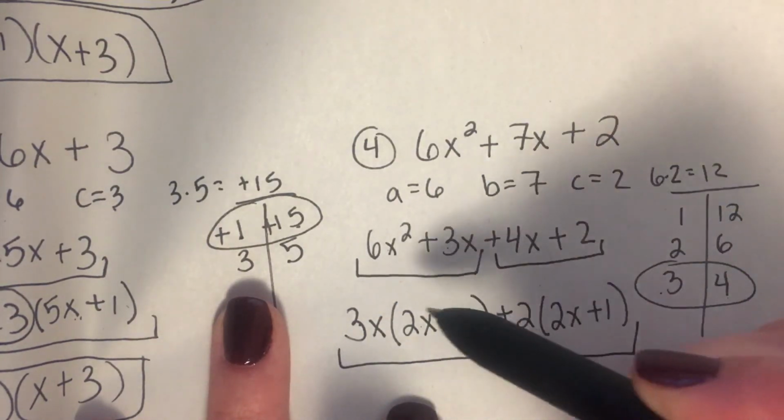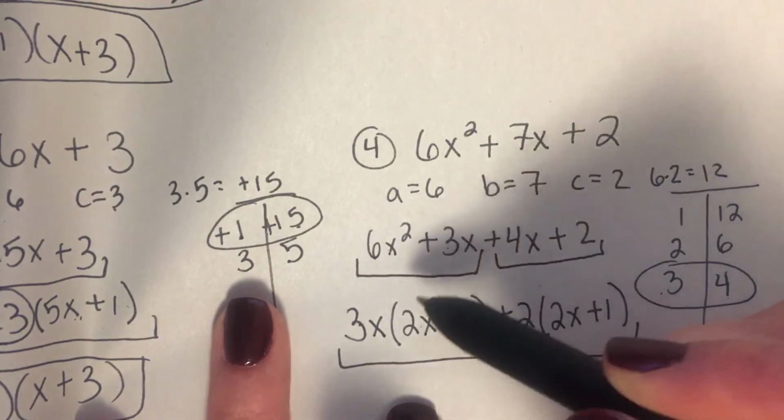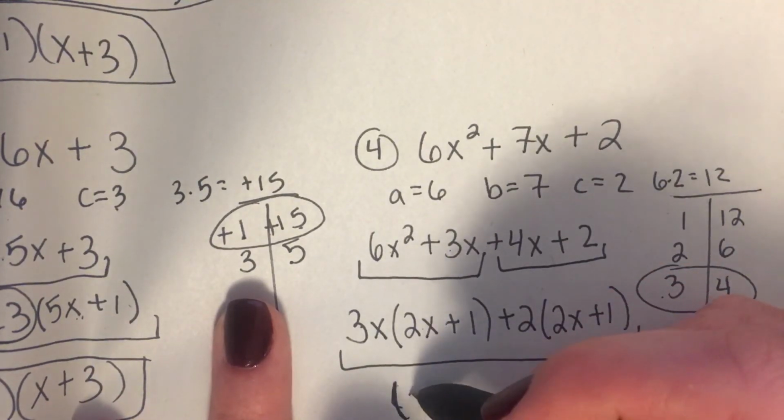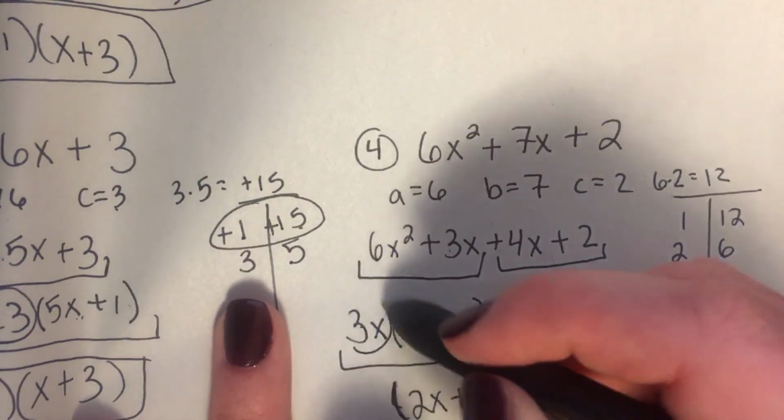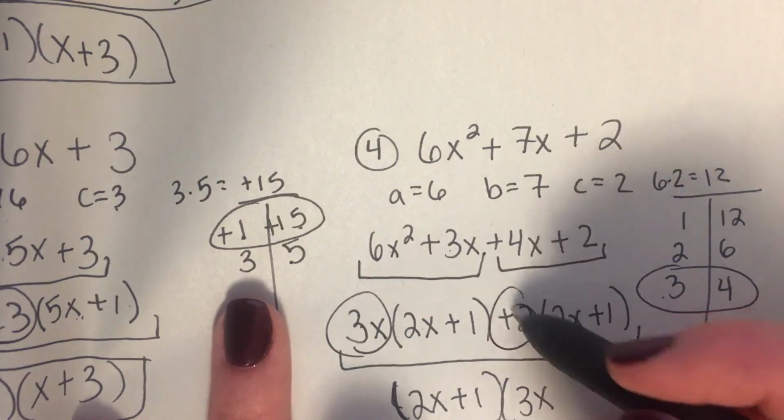And now I have to find out what's in common between both of these. Well, the 2x plus 1. And what's left over is a 3x and a 2.